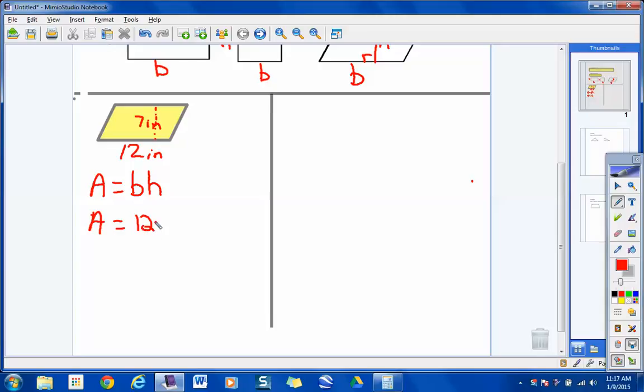12 times 7. Okay? Somebody want to punch that up for me? 84. Okay, we're talking in terms of an area, so what kind of a unit will an area always have? Square inches, right? So call us 84 square inches, right? So my area A is going to equal 84 square inches. We've looked at stuff like that before, haven't we?